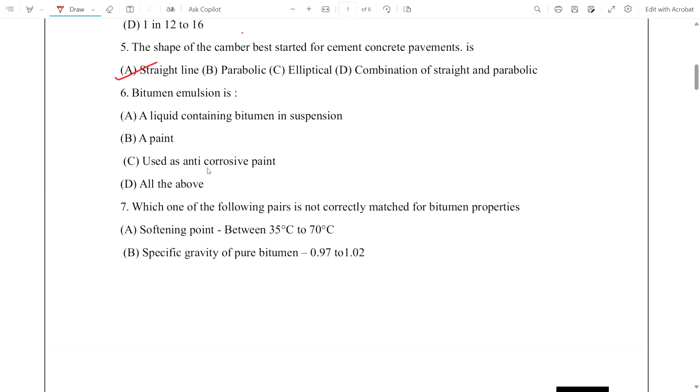Now coming to question number 6: bitumen emulsion is what? It is a liquid containing bitumen in suspension, it is a paint, or it is used as an anti-corrosive paint, or all of the above. The answer is all of the above, because bitumen emulsion is used for all of the above purposes.